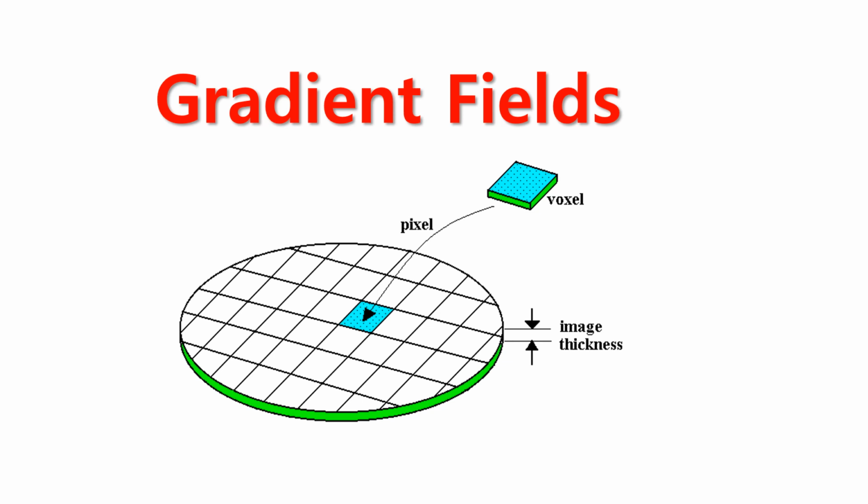Today, we will see how the spatial encoding is achieved. For spatial encoding, the gradient fields are used. There are three gradient fields: the slice select, phase encoding, and the frequency encoding gradients.